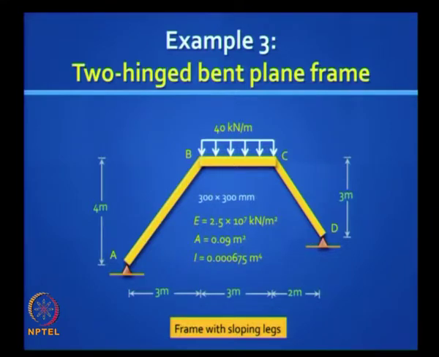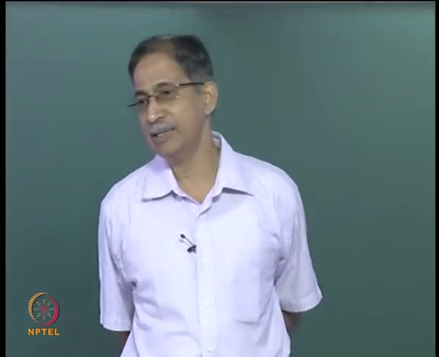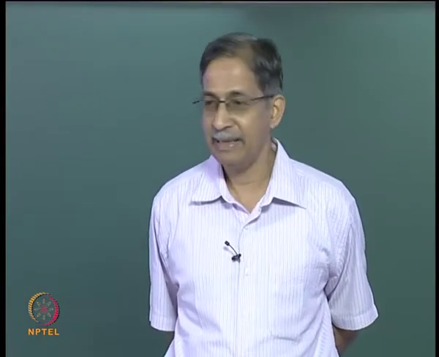Why do you get different answers? Because here we are doing it more accurately. We are including axial deformations, which we did not have earlier in the slope deflection and moment distribution method. So how do we deal with this problem?